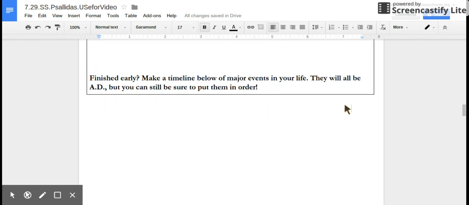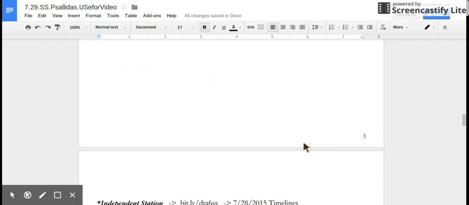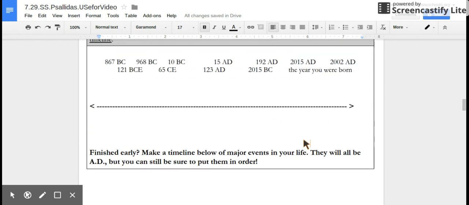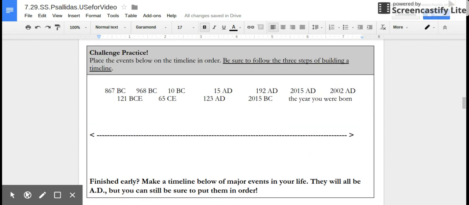And if you are finished early, make a timeline below of major events in your life. They will all be AD because all these things happen after the year 1 in your life, but still be sure to put them in order. And still, whenever you build a timeline, you follow those first 2 steps. So you'll notice that when you build a timeline of your life, all the events are going to be over to the right side. If you're done with that, then just take out your independent reading book and wait for further instructions.